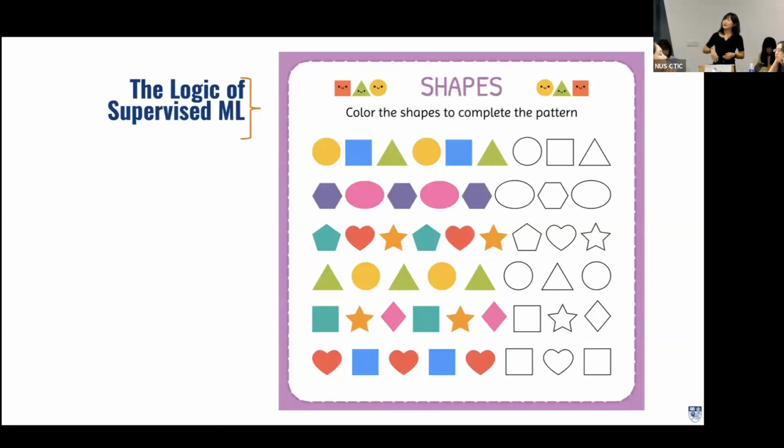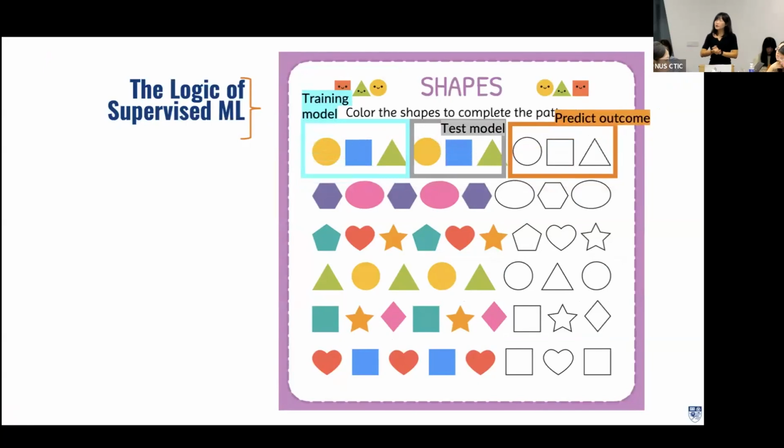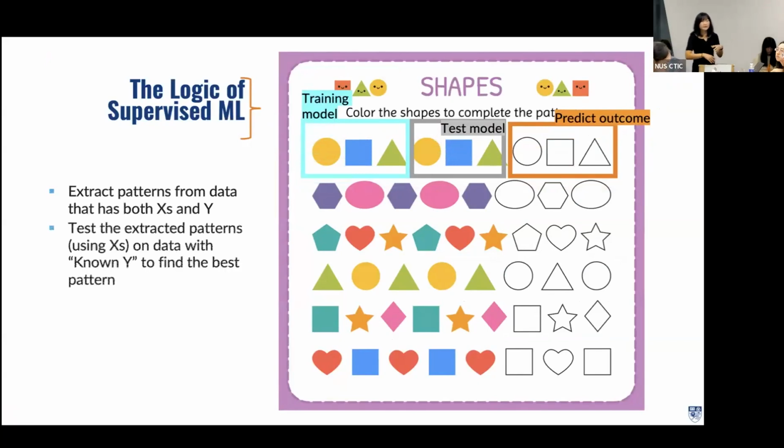So this is actually a slide I use for my graduate course. I show master's students, okay, this is basically machine learning. It's a game that we've all played. We look at the shapes and colors and we try to predict what's coming up. And specifically, we train our machine on data that has both X and Y. We try to extract the pattern from the data. And then we test the patterns that we found, also using the data that we have. We're just not giving the model Y.